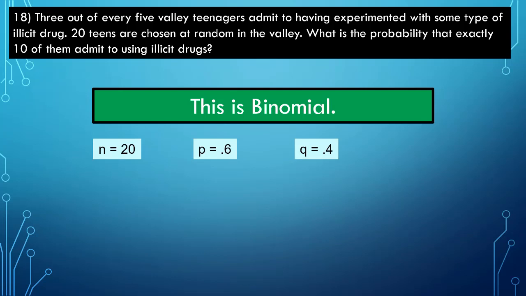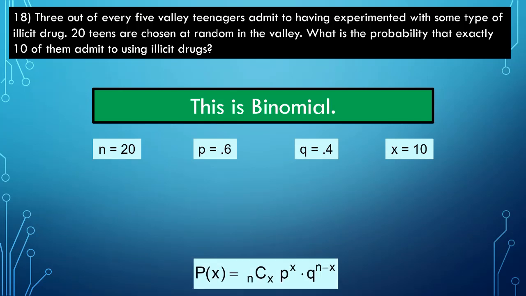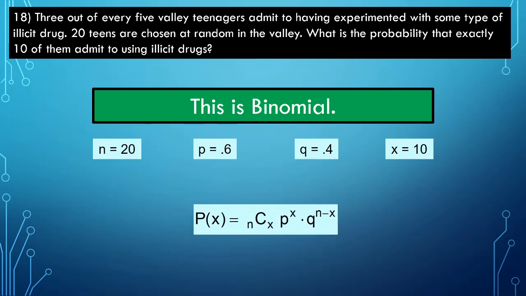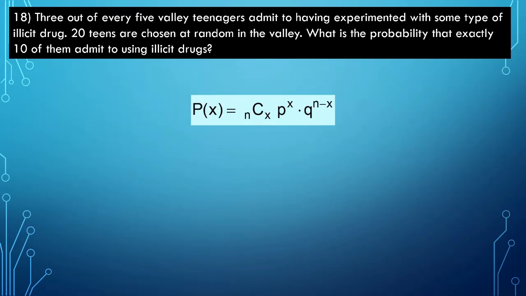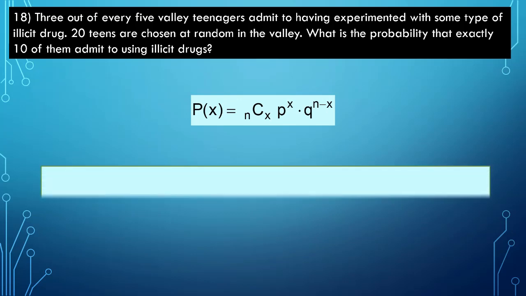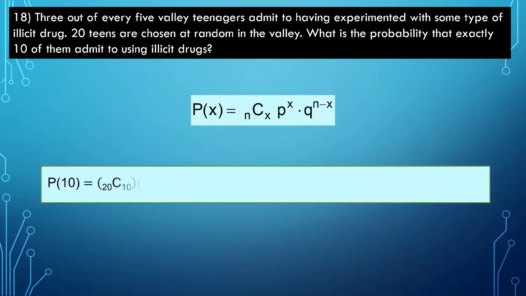And then we also need the x value that we're interested in for this problem, which is 10, because we're asking a probability question about exactly 10. We can then turn to our binomial probability formula, which is probability of x equals nCx, p to the x, q to the n minus x, and we'll insert these values. So the probability of 10 is given by 20C10, 0.6 to the 10, 0.4 to the 20 minus 10.